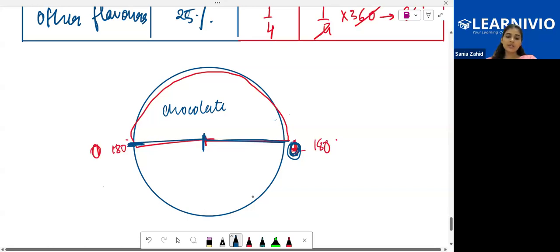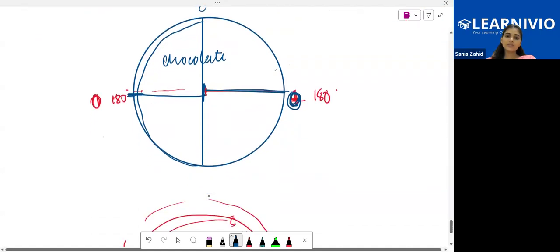Now keep your protractor again at this point, but now it should be aligned like this. The 0 should be aligned towards this line because you have a new base. The 0 should be aligned with this new line that we're getting. Look here, you have got a new line over here, so your protractor should be aligned with it. You should get a 0 here and 180 here, and a 180 here and 0 here.